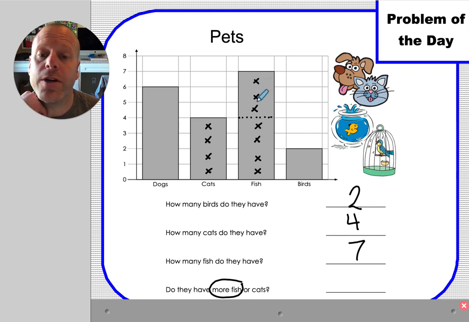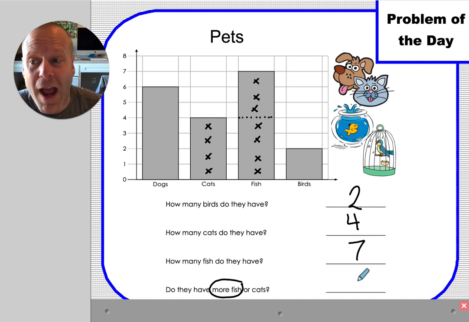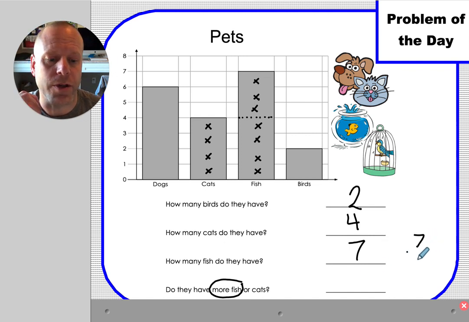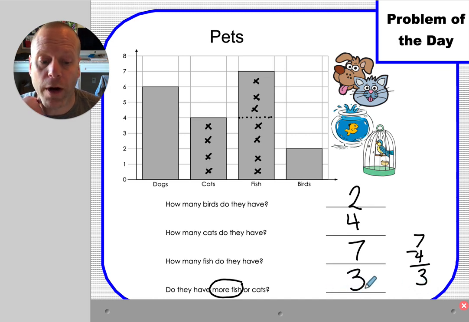They have 1, 2, 3 more because you would have to add 3 cats to make them the same, or you'd have to take away 3 fish to make them the same. So the difference is this missing part right here. The difference, you would subtract to find that if you really wanted to. You could go 7, take away 4, and you would get that missing part or the difference. 3 more fish. I'm just going to put a big F here.